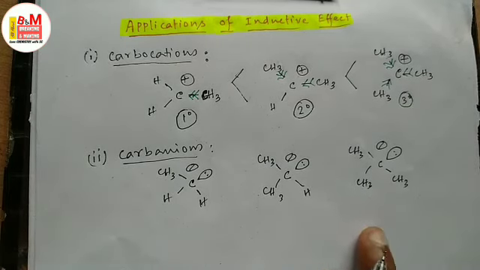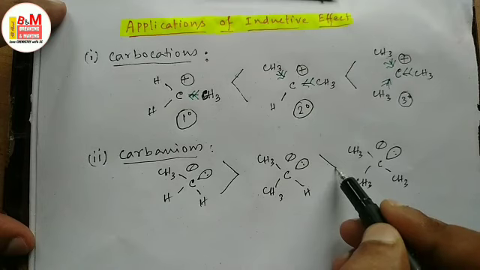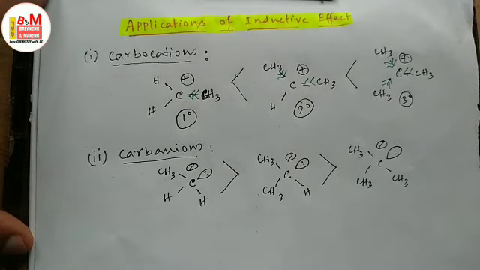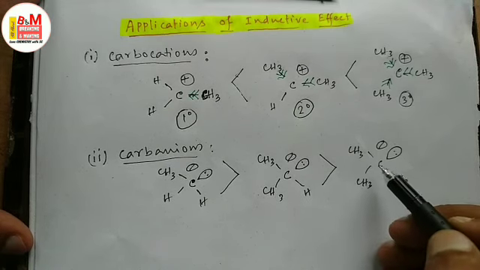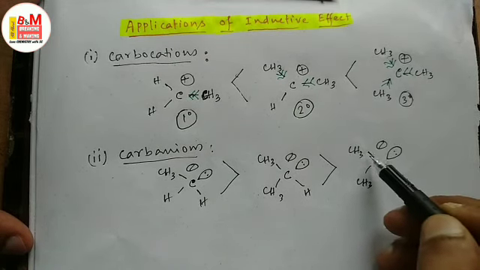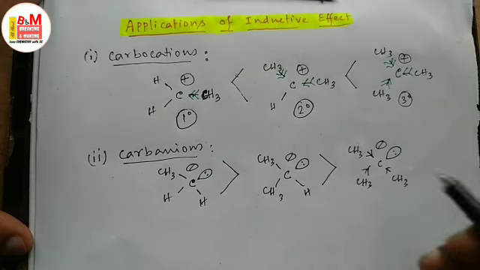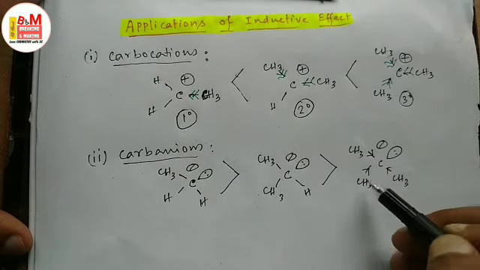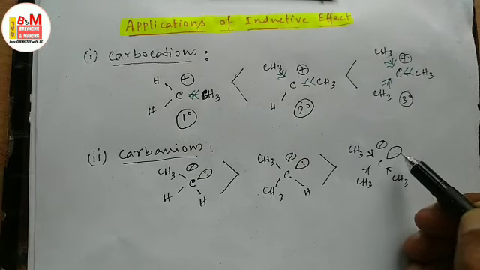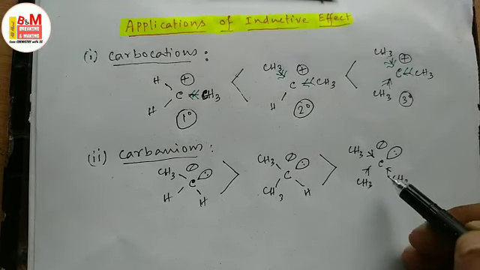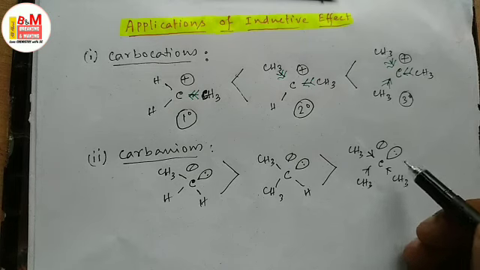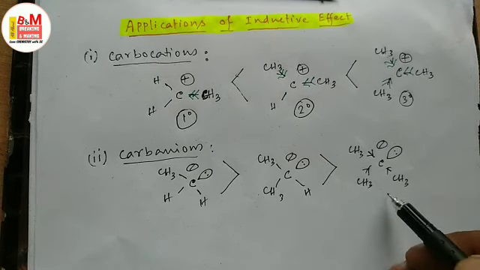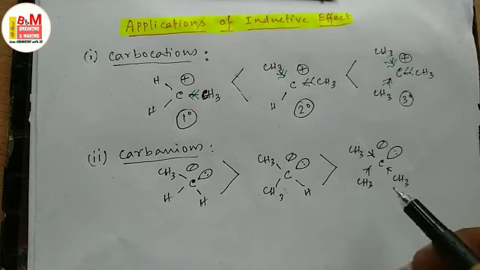So here the stability order is just reverse, because already there is electron excess over this anionic carbon center. Here the number of electron donating methyl groups is 3. So here the electron donation by these methyl groups increases the electron density over this carbon center, thereby making it unstable. But here the number of electron donating methyl groups is 2, which is less than this. That's why this is more stable than this.